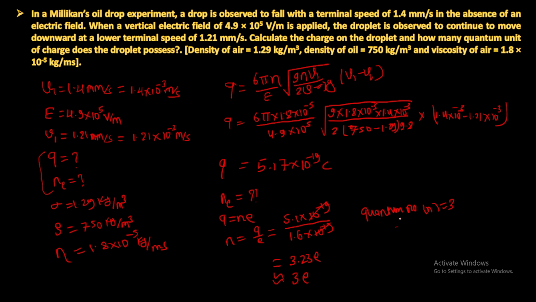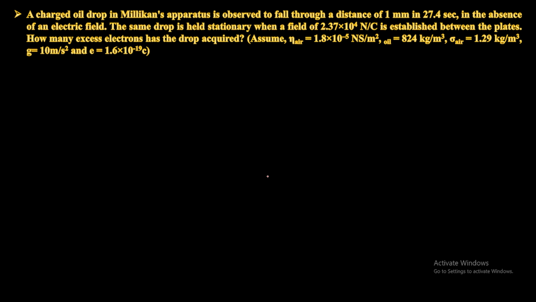By solving these questions, we came to know that there are 3 electrons in the given oil drop. So first, the total charge in the given oil drop is 5.17 into 10 to the power minus 19 coulomb, and the quantum number is found to be 3. Now let's move to the next question.